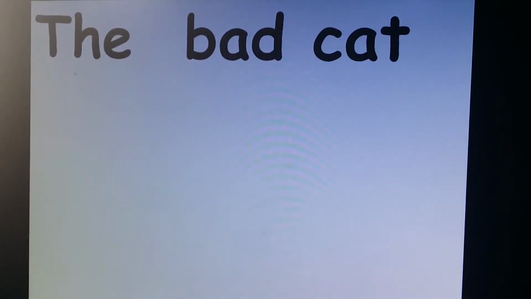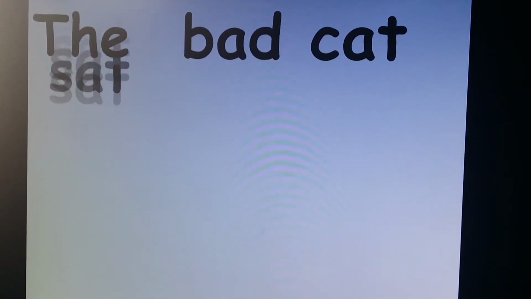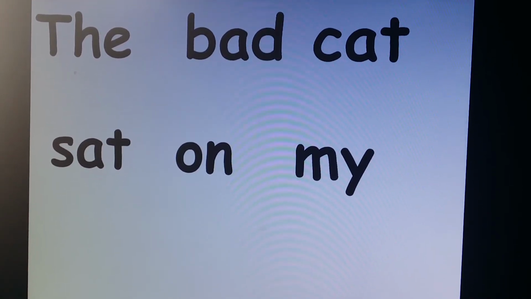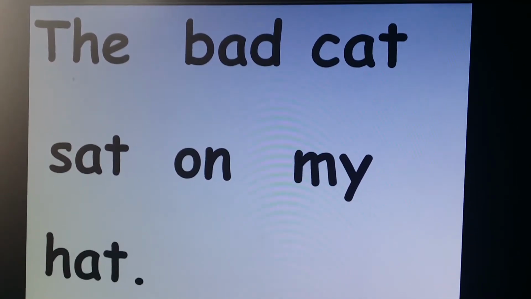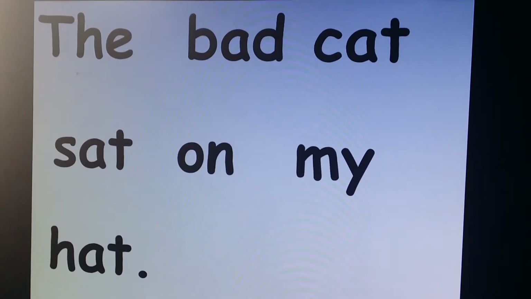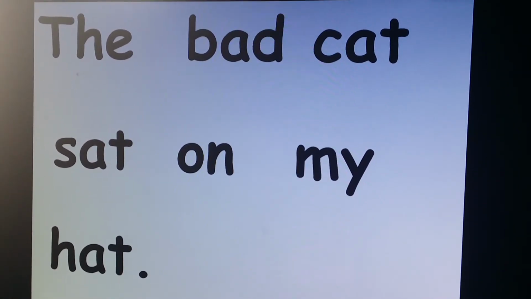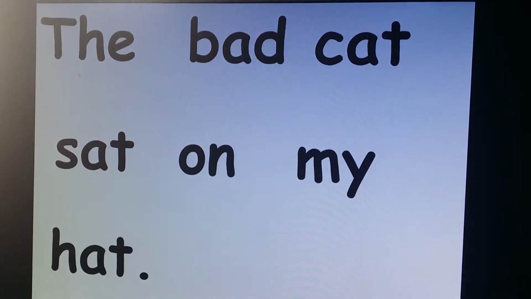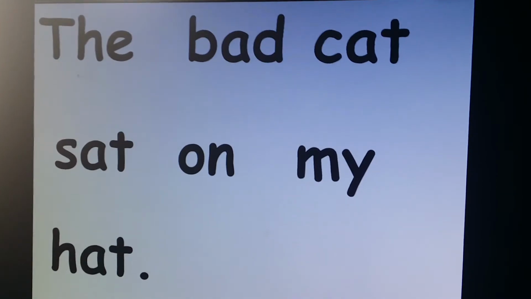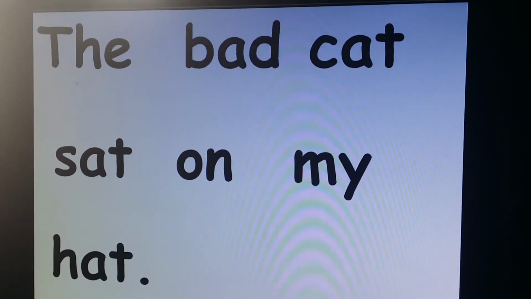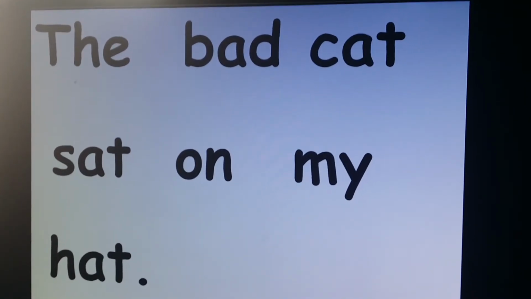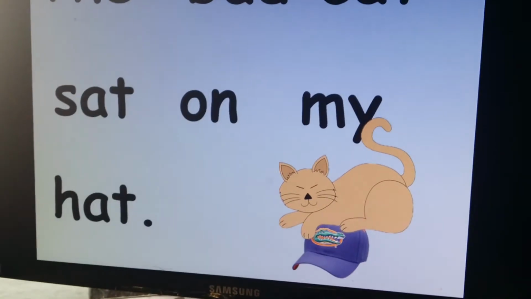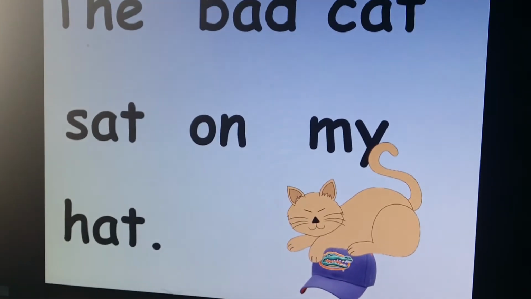The bad cat. All right, read the whole sentence for me now. The bad cat sat on my hat. Read it one more time because now you know all the words. The bad cat sat on my hat. Uh-oh. Oh, there goes the squashed little hat.